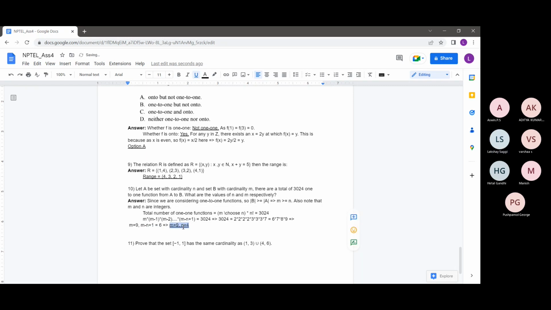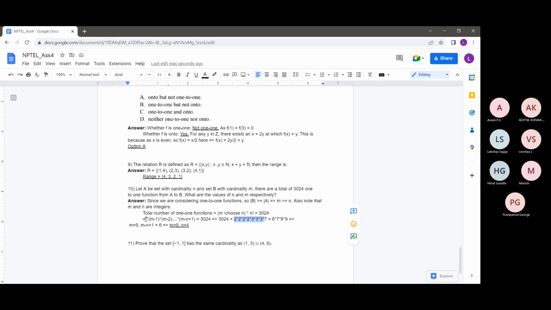So yeah, this is the correct answer. m is 9, n is 4, and you guys can verify the calculation as well. It's good practice to verify your answers, because this involved a lot of factoring and the answer might go wrong, but I think this is correct. 9 into 8 into 7 into 6 comes out to be 3024. So this is the correct answer, and this is how you approach these types of questions.